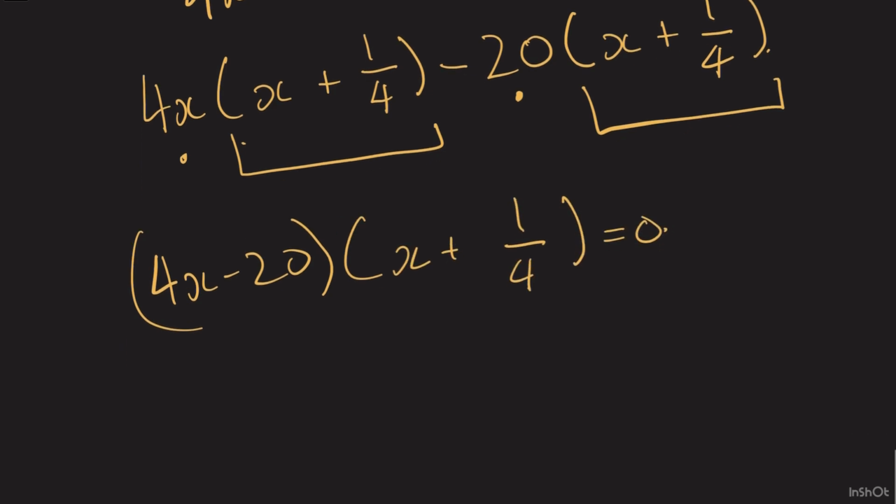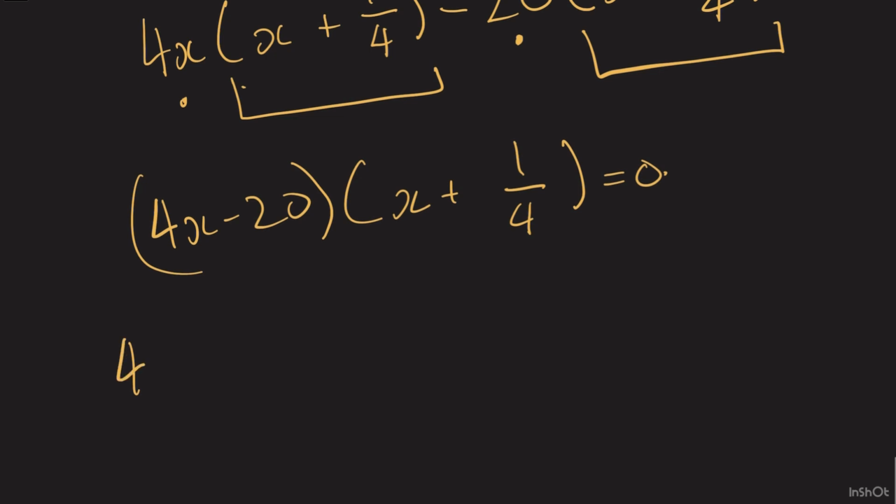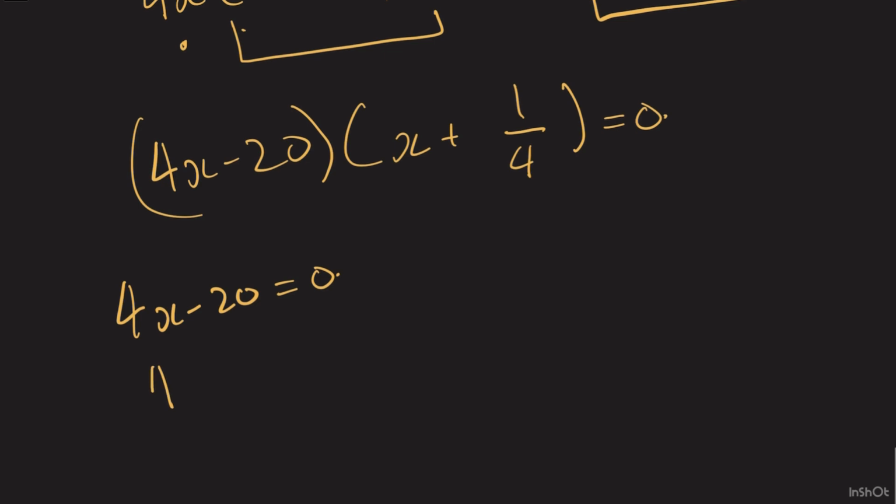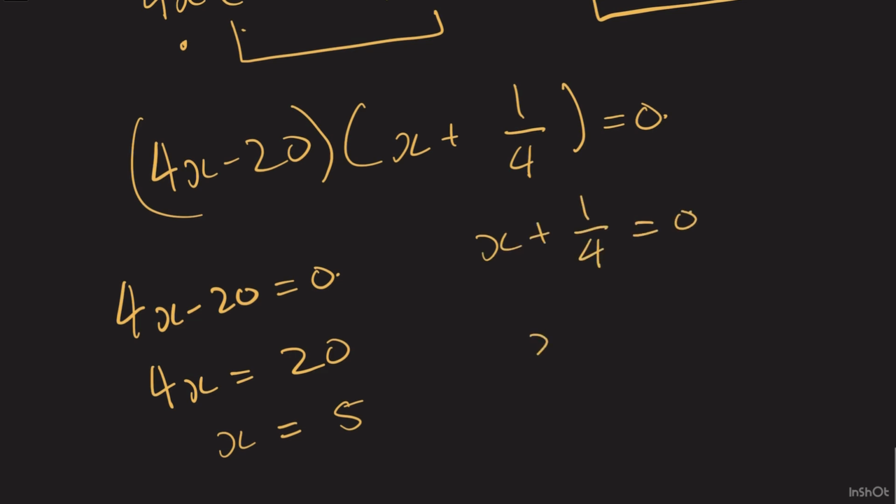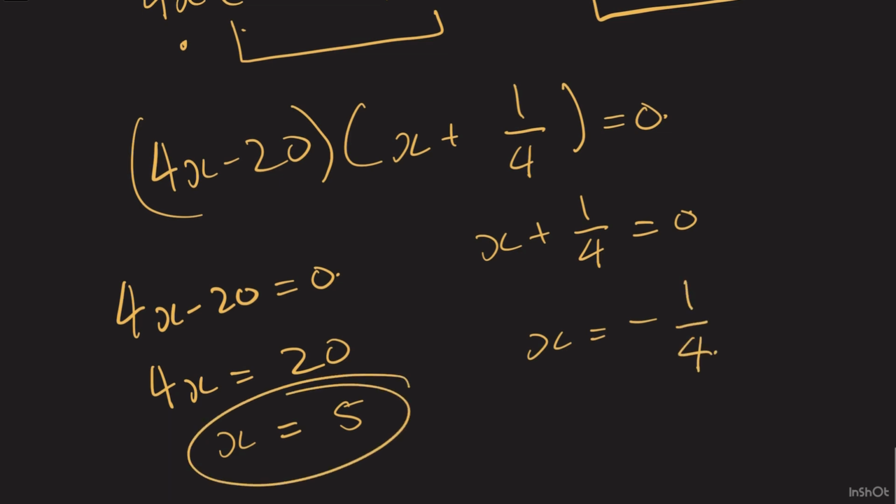So equals 0, and you realize that the x values will still be exactly the same as the answers worked out above. So I'm just doing this a bit quicker, just to show you what would happen if you did it the other way around. This equals minus a quarter. These are our two answers.